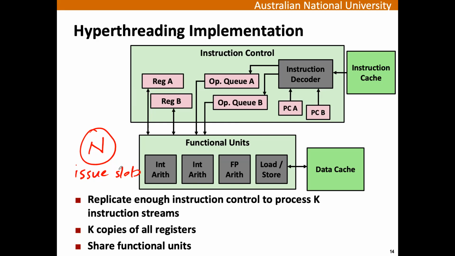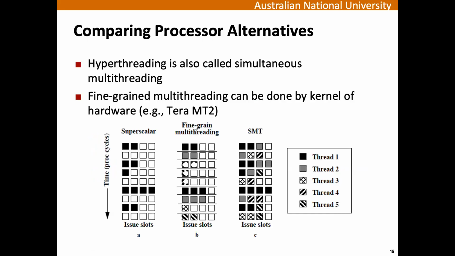So now we have thread A here and thread B here. And they're both trying to fill all the issue slots. So the way it looks, okay, this diagram probably. So on the horizontal axis are the issue slots. Let's say there are 4 issue slots. In each cycle, you can execute 4 instructions.